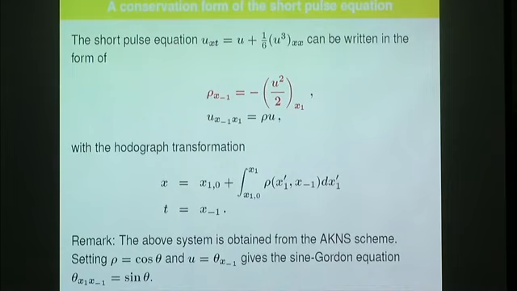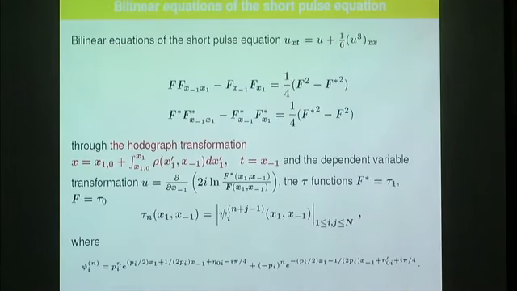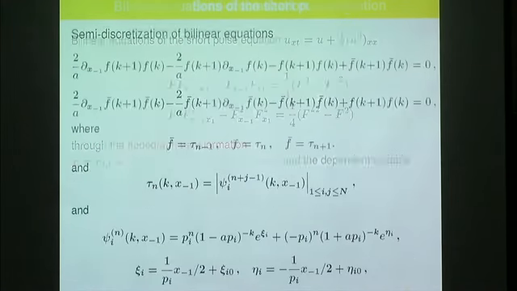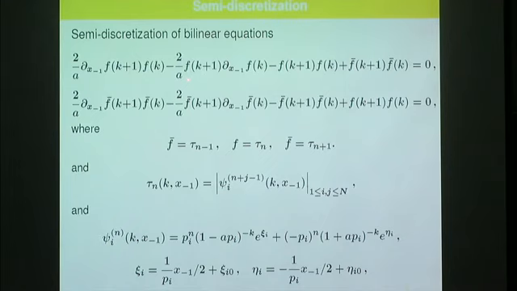And now, consider the bilinear equation of the short pulse equation. And this is actually the bilinear equations of the sine-Gordon equation. And this has a determinant solution. So now discretize this bilinear equation. And of course, this is already known, Hirota sensei did. And this is actually the semi-discrete bilinear equations for the short pulse equation. And these bilinear equations have this determinant solution.